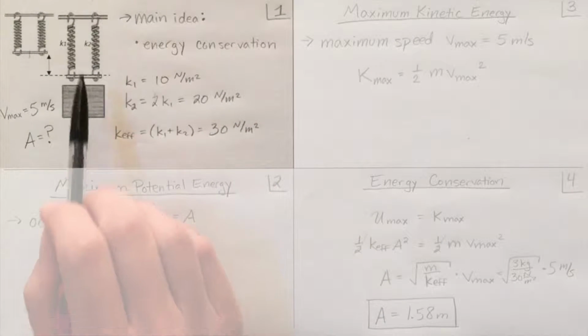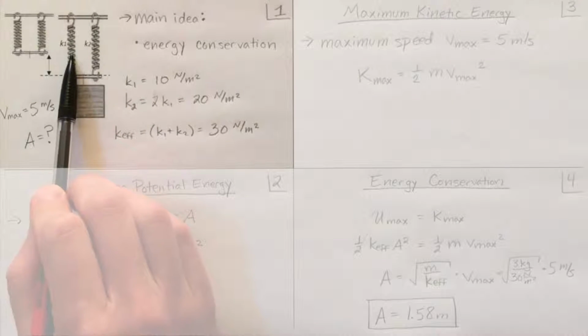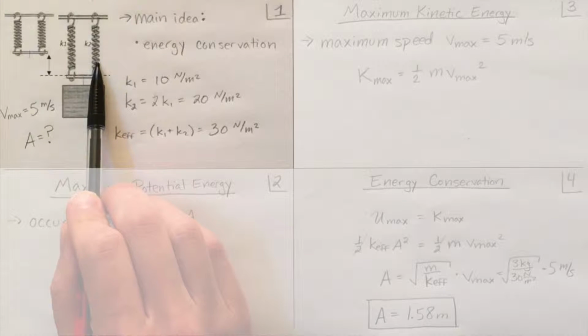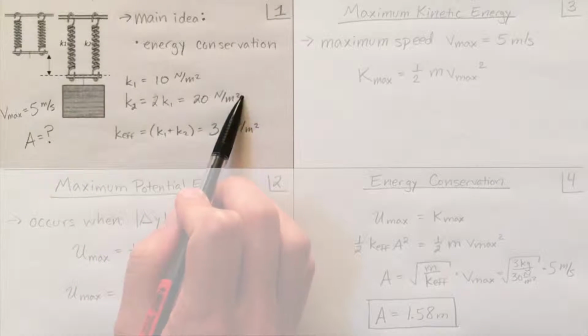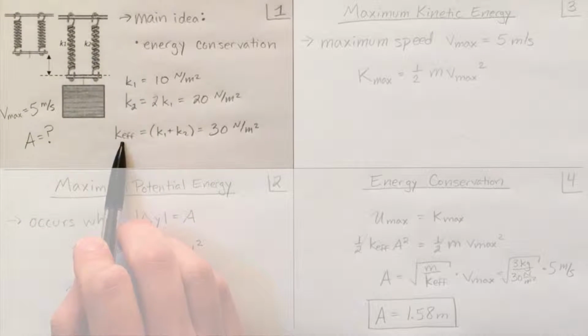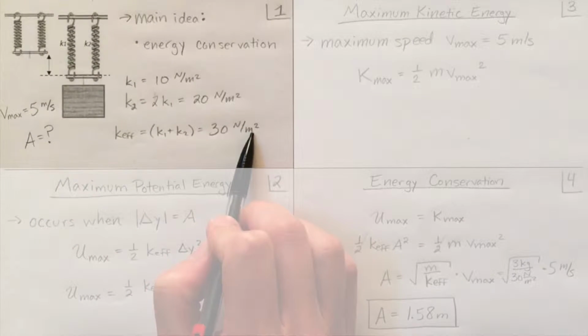The first things to note, though, are that the spring constant of this spring is 10 newtons per meter squared, the spring constant of the second spring is 20 newtons per meter squared, and if we combine these two springs into one, the effective spring constant would be 30 newtons per meter squared.